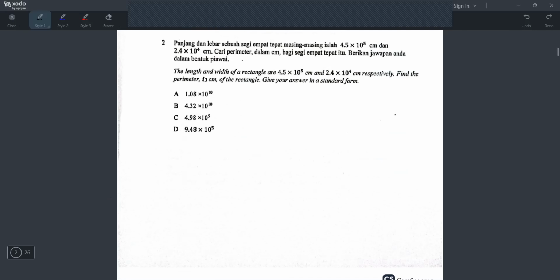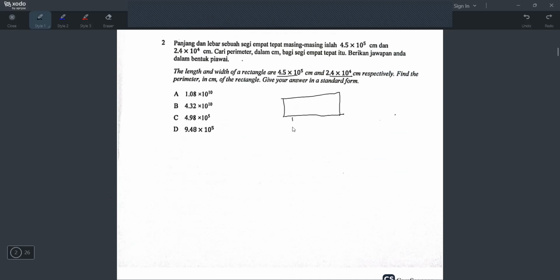Okay, continue. Number 2. The length and width of the rectangle is this and this. Find the perimeter in cm of the rectangle. Give your answer in standard form. The length and width are also given in standard form, and they want to find the perimeter, and your answer is in standard form as well. So what I will do is, first I will just draw a rectangle, so it's easy to imagine.